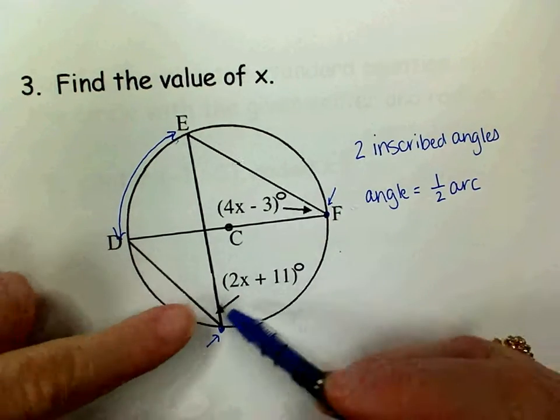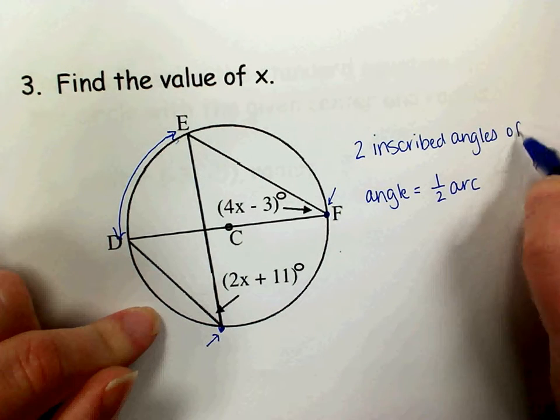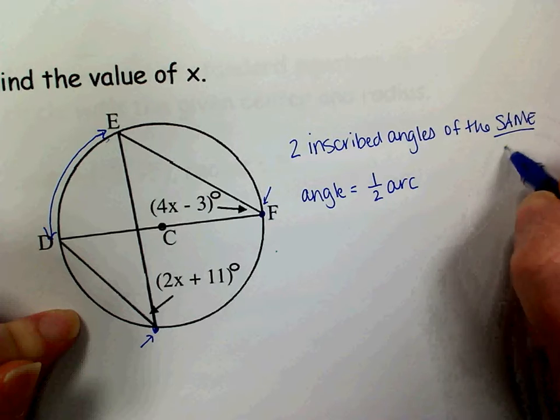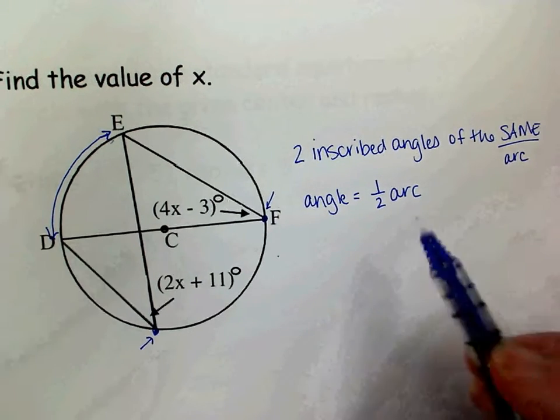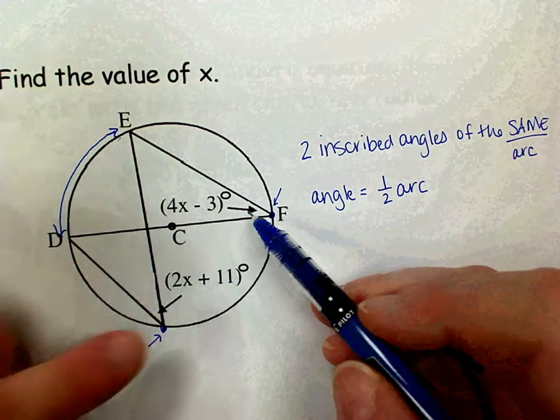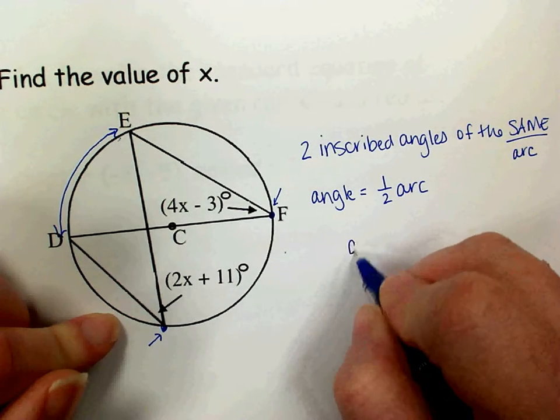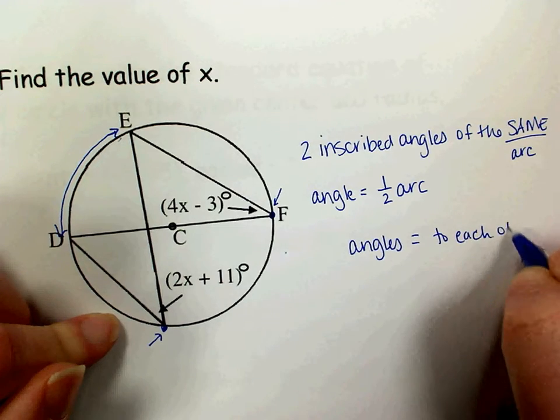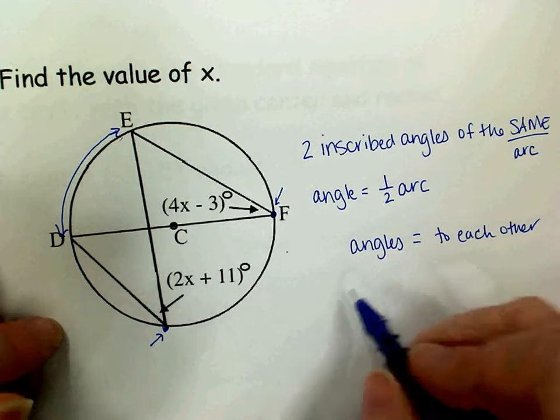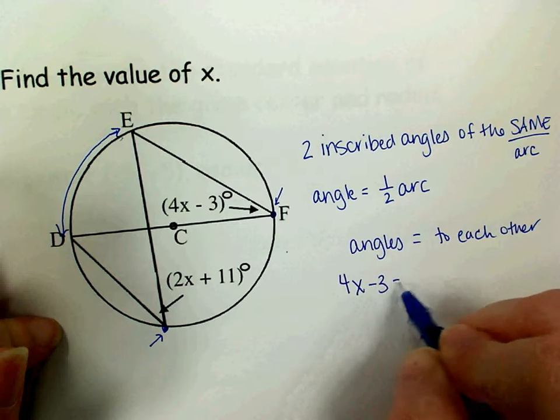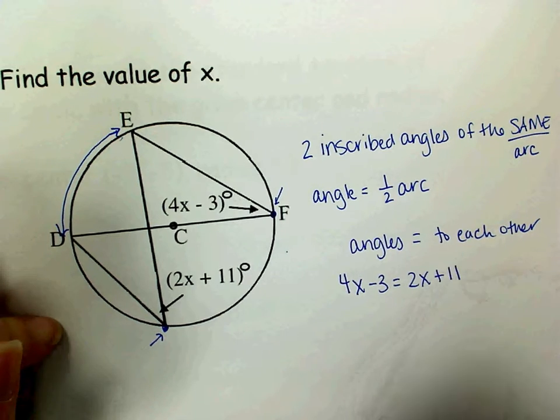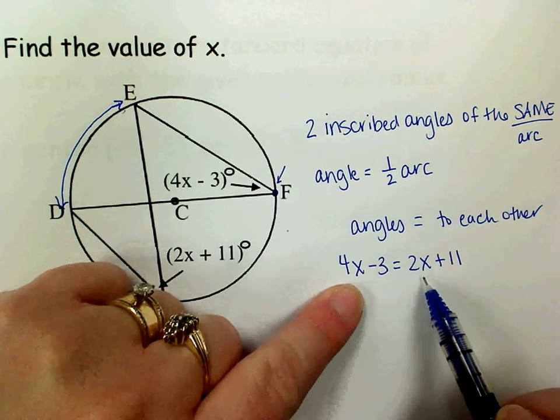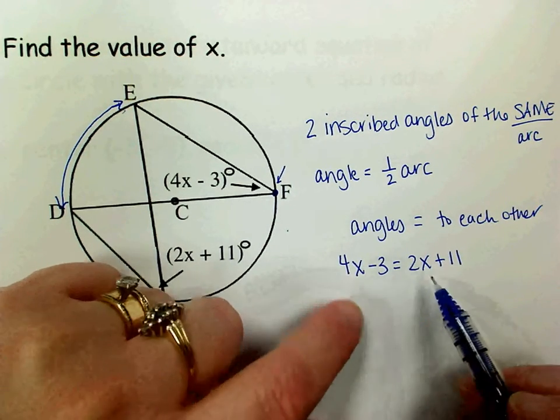Since they're inscribed angles of the same arc, that's important, the same arc, and they're both 1/2 of that same arc, that tells us these angles are equal to each other. So to solve for x, we're simply going to take these expressions and set them equal to each other. Now that's just an algebraic equation where we have variables on both sides. We call that VOBS.